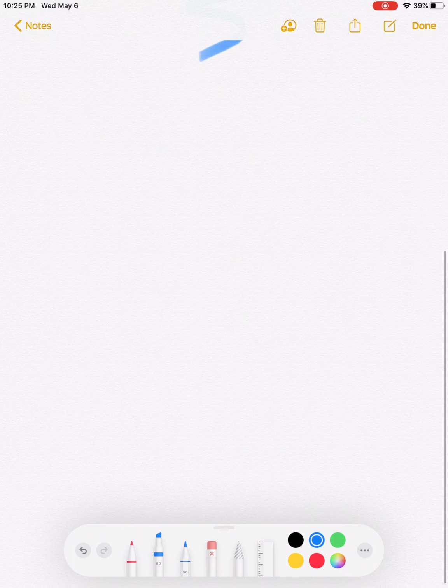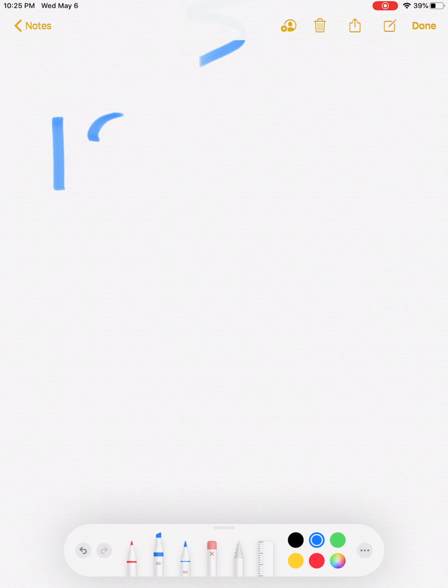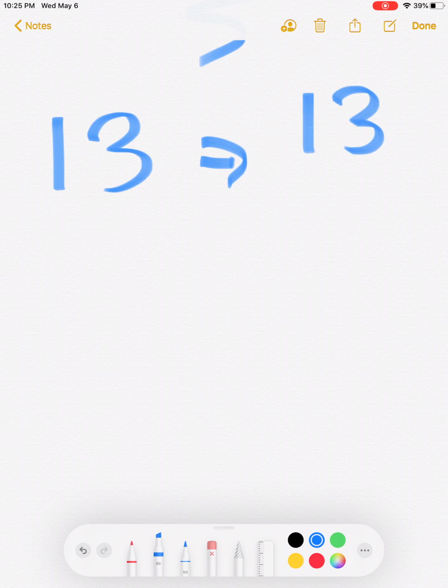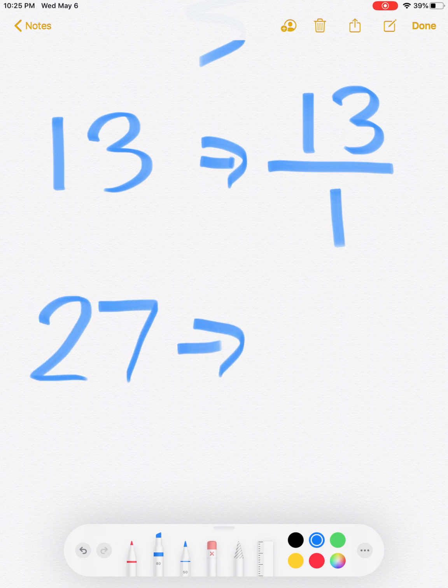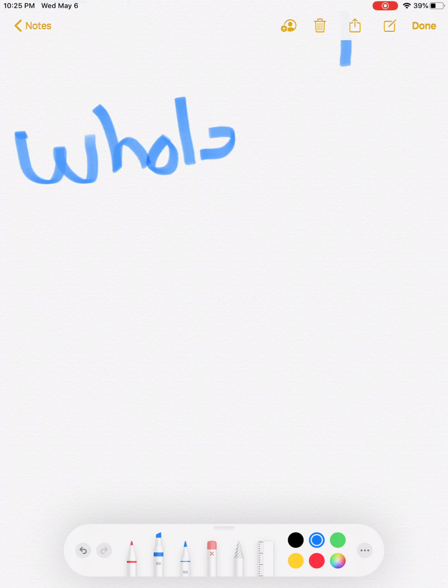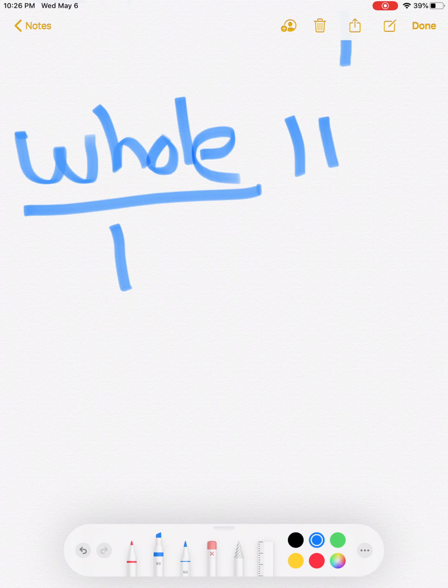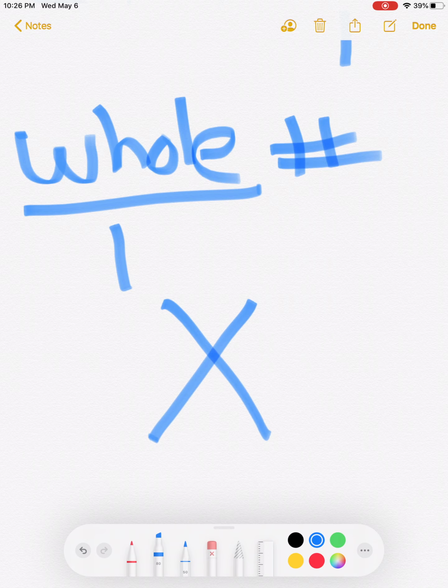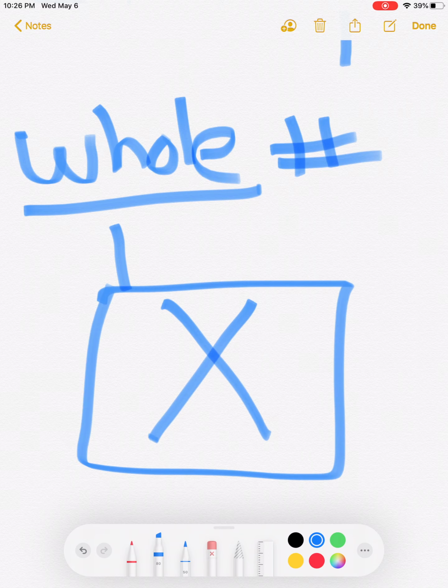Lesson 4. One thing I want to tell you about lesson 4 is that when you have a whole number like 13, you need to know that any whole number can be written as a fraction. If it's the number 13, writing it as a fraction would be 13 over 1. If you had the whole number 27 and you wanted to write it as a fraction, you would write 27 over 1. So what does that mean? Any whole number over 1 is the same thing as a whole number. Okay, you have to know that now that we're learning to multiply fractions.